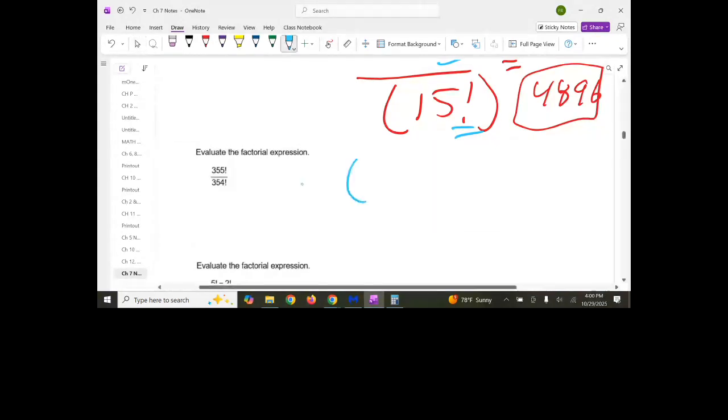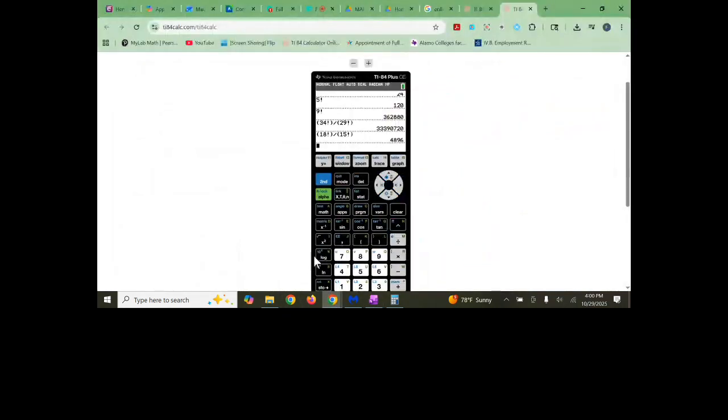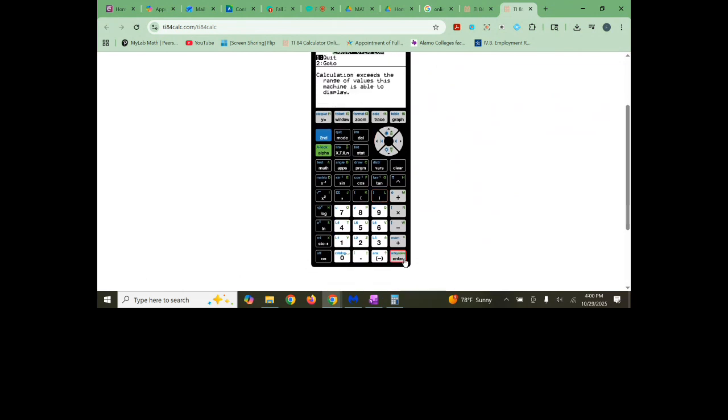So again, I'll do it the same way. 355 factorial divided by 354 factorial. And again, I'm going to do the whole thing, y'all, with parentheses, okay? So parentheses 355 factorial, close it off, divided by parentheses 354, boom, factorial, close it off, hit enter.